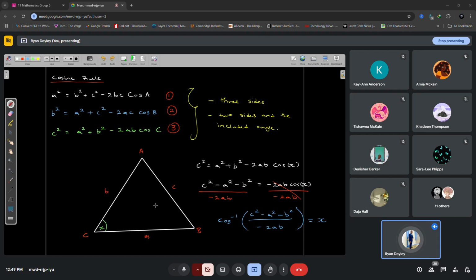So this is the variation where we're trying to find C, and if we're trying to find angle B here, we'd use the B variation. If we're trying to find angle A, we'd use the A variation. Everyone clear? Yes, sir.